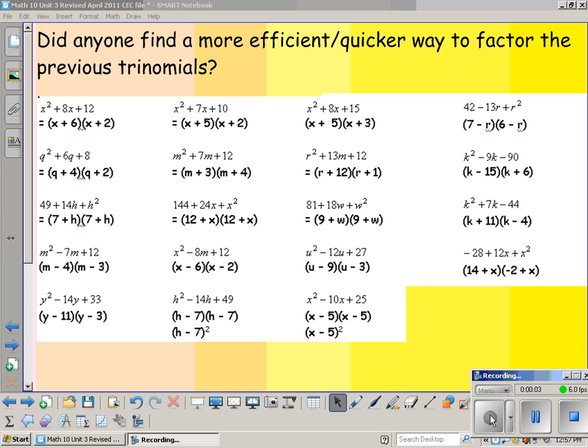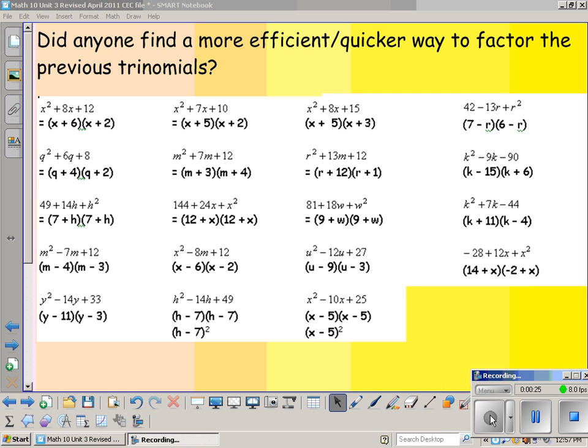Right. Looking or thinking back to the previous lesson when you were solving using the box method, was anyone able to find a more efficient or quicker way to factor the previous trinomials? And these are some examples of trinomials similar to what you would have solved in the previous assignment.